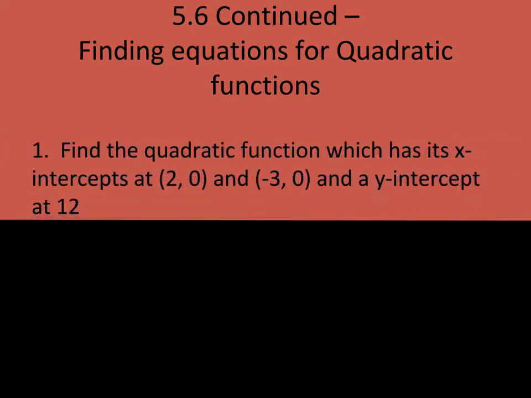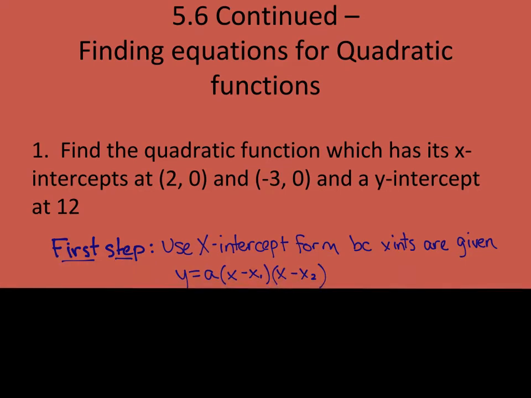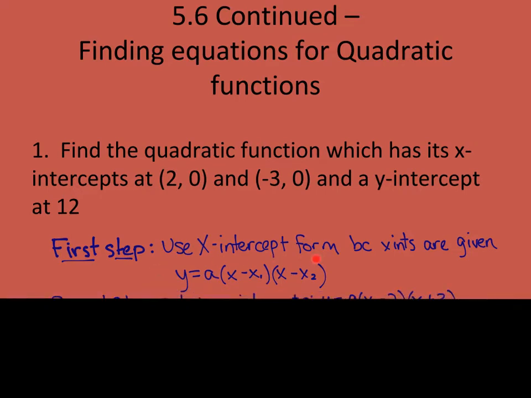which says find the quadratic function which has its x-intercepts at (2, 0) and (-3, 0) and a y-intercept at 12. So because we're given both x-intercepts and a third point, we're going to want to use the formula we learned today, which is the x-intercept form for a quadratic. And again, that form is here, y equals a times the quantity x minus x1 times the quantity x minus x2. And if you remember, x1 and x2, these values here, are our x-intercepts.